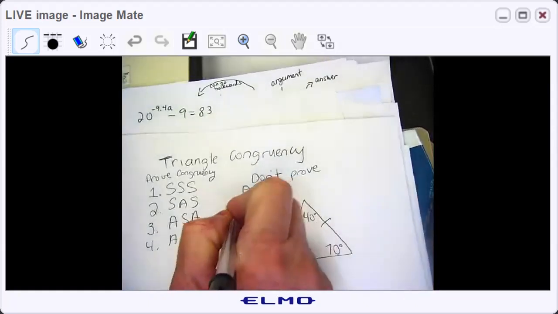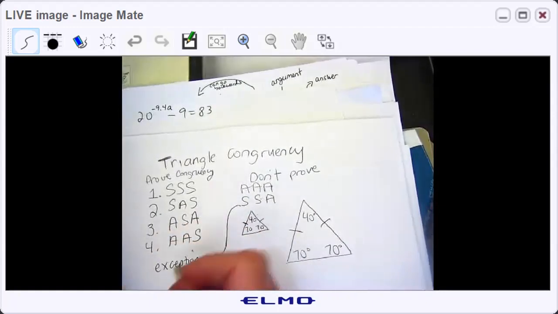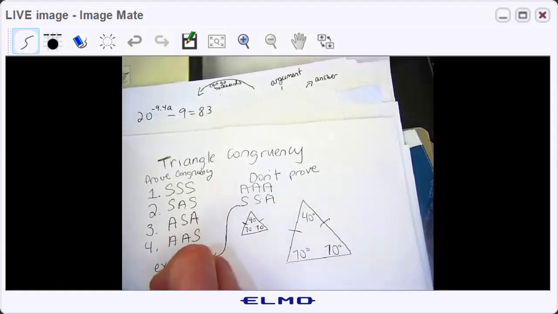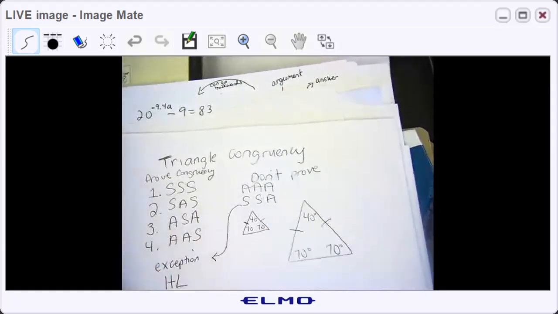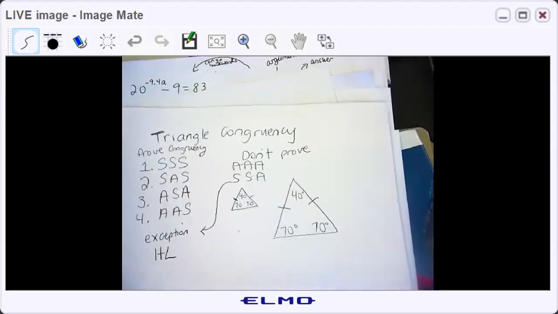Now there is an exception to the side angle, and it's when you have a right triangle. And we call that the hypotenuse leg theorem. Because it only works in a right triangle, it gets its own name, and it's called the hypotenuse leg theorem. Okay, let's look at a couple of examples of this.